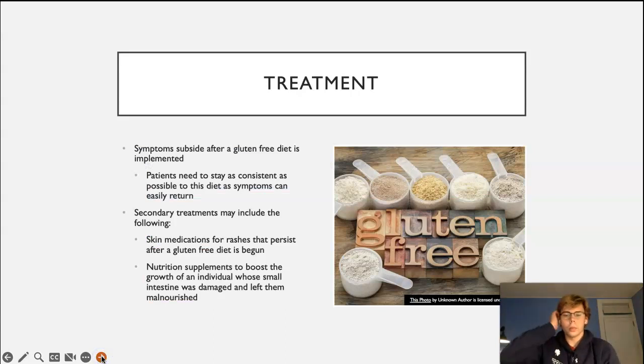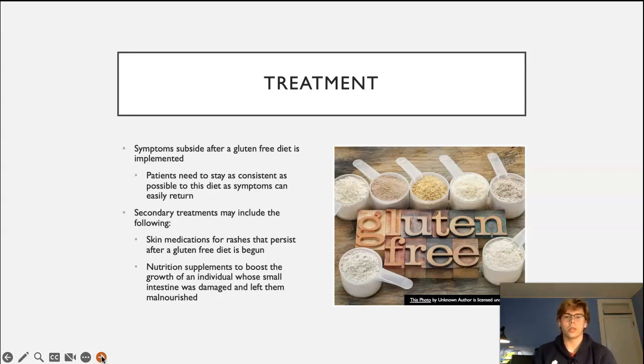So treatment. Symptoms subside after a gluten-free diet is implemented. As most of us probably know, the reason why the gluten-free diet was created was to help people with celiac. People who don't have celiac also follow this diet, but it's mainly for people with celiac disease. And we'll talk about what this diet means in the next slide, but it's basically avoiding certain types of foods that have gluten in them. And this is something that has to be strictly adhered to. There's not a lot of room for mess-ups or anything like that because it'll cause your symptoms to flare back up. And then we can also talk about secondary treatments.